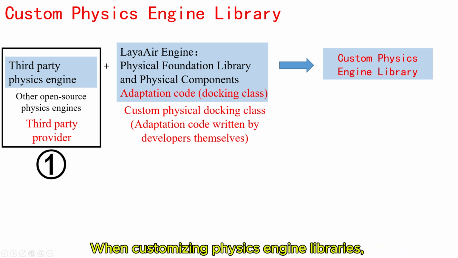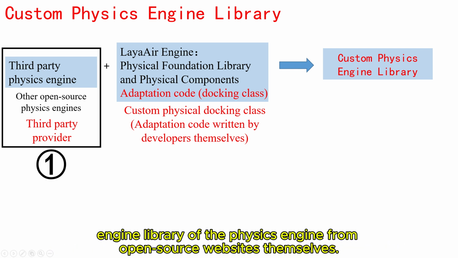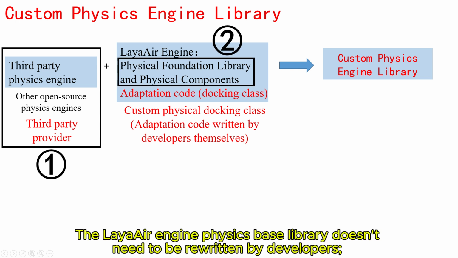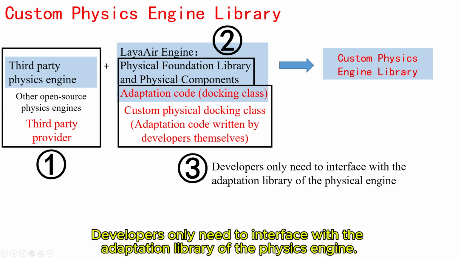When customizing physics engine libraries, developers need to obtain the source code or compiled engine library of the physics engine from open-source websites themselves. The Layer engine physics base library doesn't need to be rewritten by developers. They can directly use the compiled library by default. Developers only need to interface with the adaptation library of the physics engine.